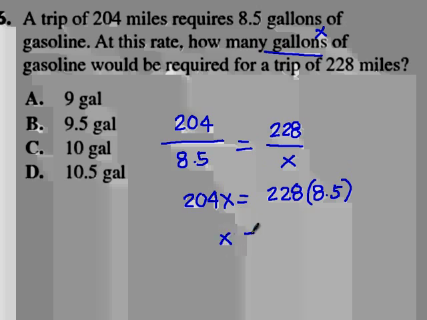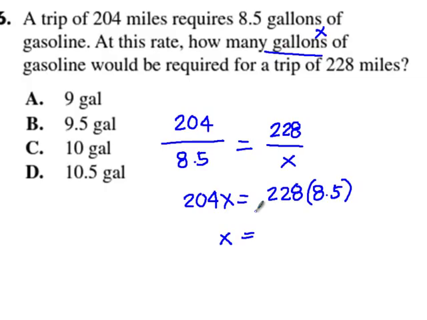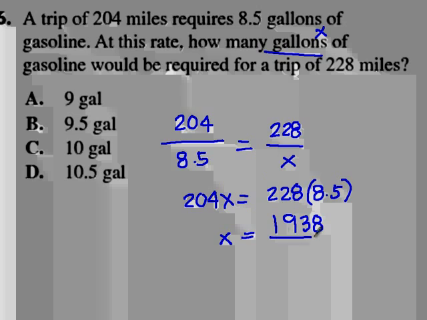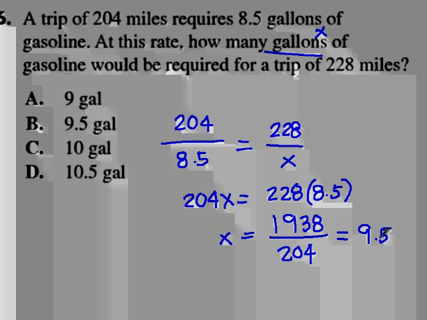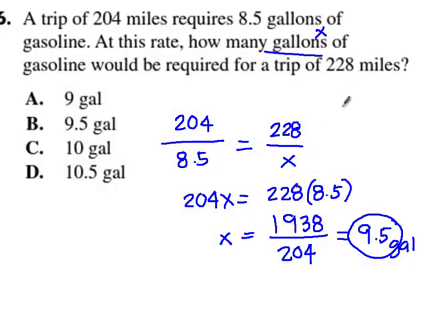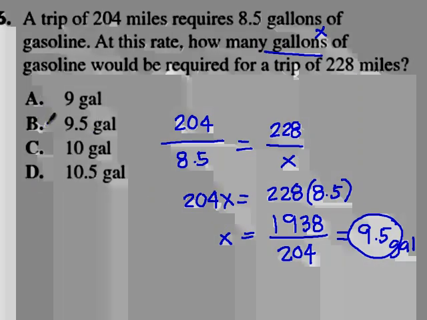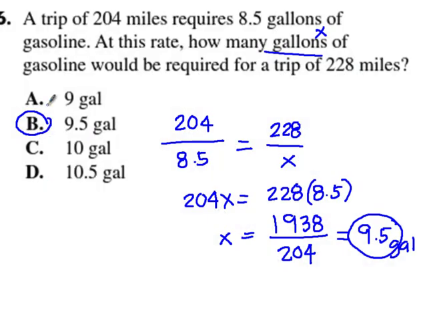So that means x equals, let's compute 228 times 8.5. That gives us 1,938 divided by 204, and that gives us 9.5. So 9.5 gallons, because the unit of x here is the number of gallons. And that's letter P, 9.5 gallons. Let's go to the next problem.